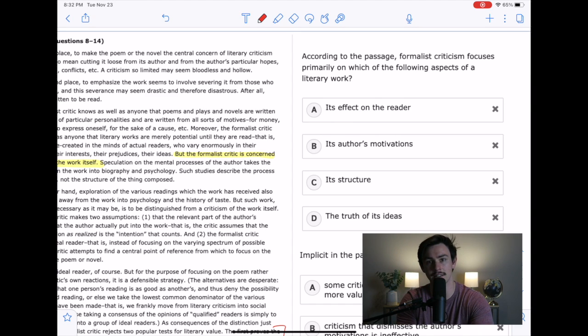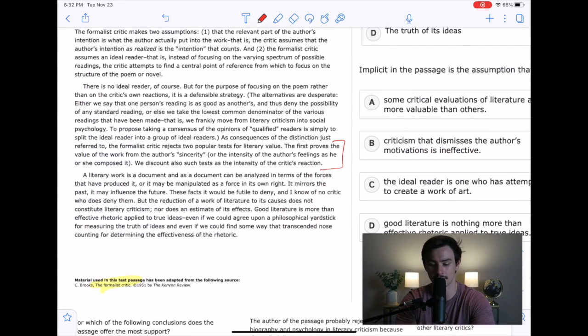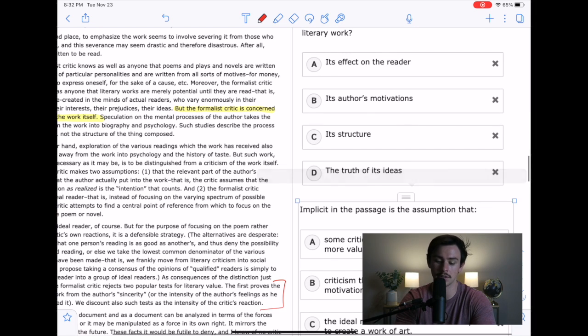And then D says the truth of its ideas. Okay, so now it's not D, right? Because we made a big point at the end that we don't even know what a true idea is. And so C, its structure, is going to be the correct answer.